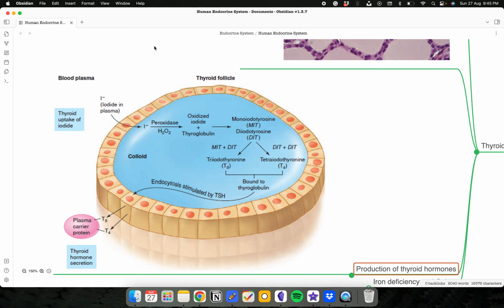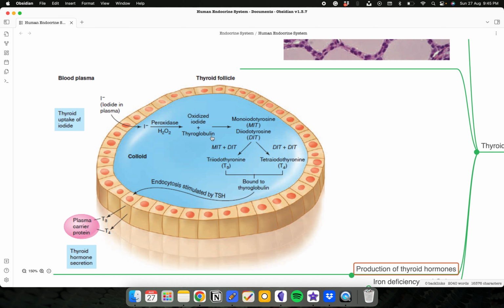This is the iodide in the blood, that is I minus. It is entering into the follicle, and there it undergoes a reaction with the peroxidase enzyme. What is the main function of peroxidase? It can degrade H2O2, that is hydrogen peroxide, into water and oxygen. Whenever there is this degradation, peroxidase converts the iodide, or I minus, into oxidized iodide. So this is the oxidized iodine.